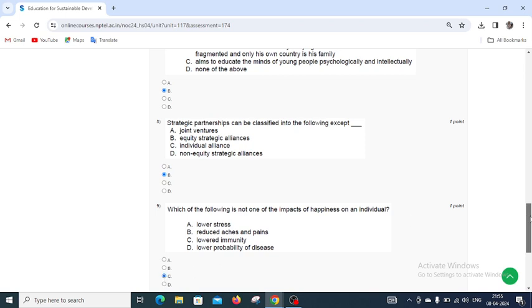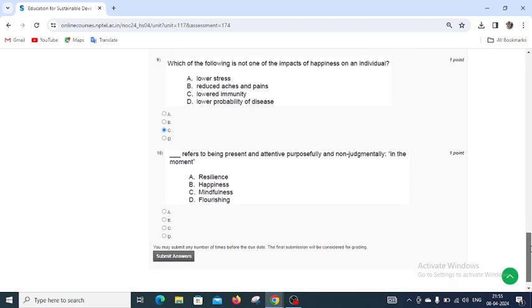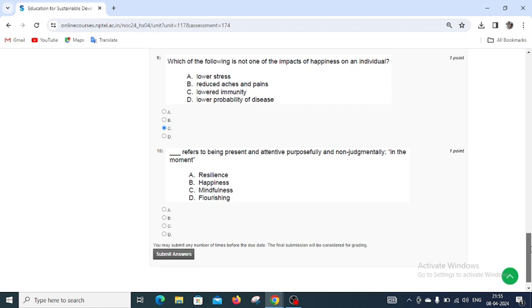Now moving to question number 10, dash refers to being present and attentive purposefully and non-judgmentally in the moment. That is, resilience, happiness, mindfulness, and flourishing. So mindfulness, C is the right answer for question number 10.